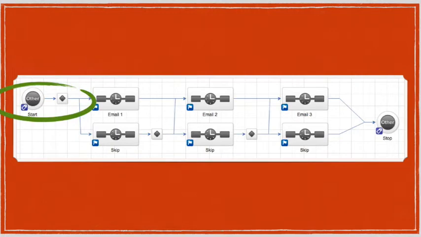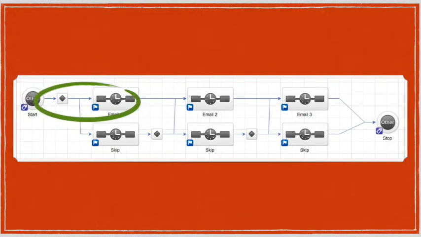Well, that decision diamond is going to look for a tag that says that they have already received email 1. If they don't have that tag, and let's just assume someone is coming through here for the first time, they don't have that tag. And so therefore, they're just going to move right into the sequence for email 1.